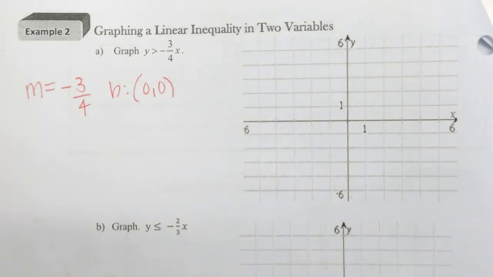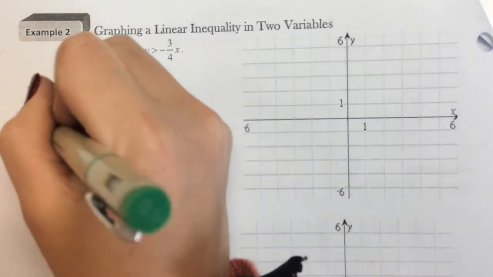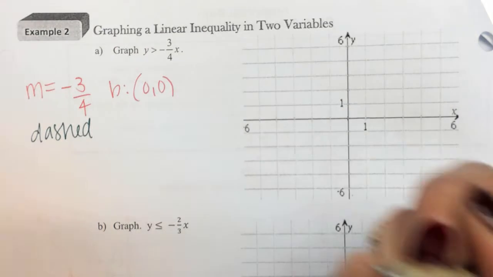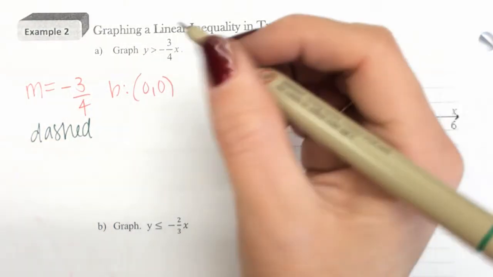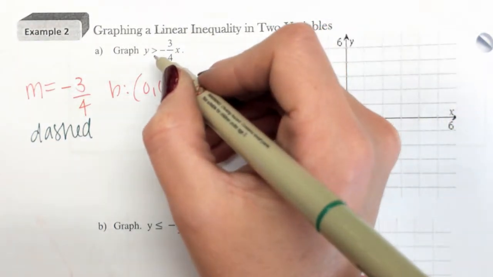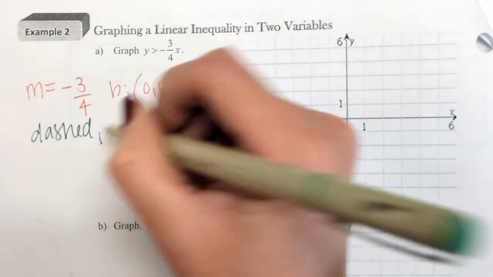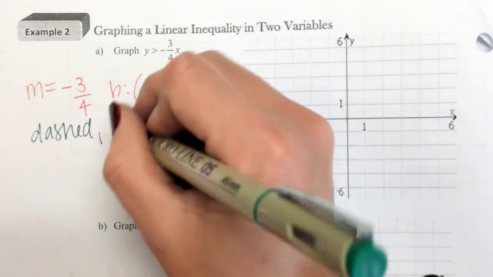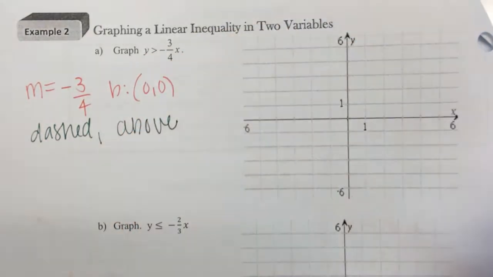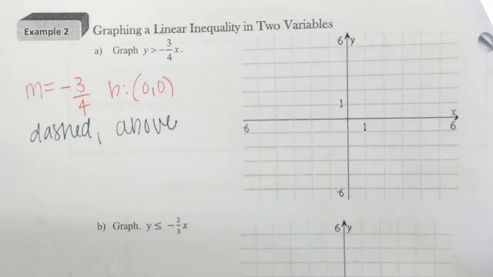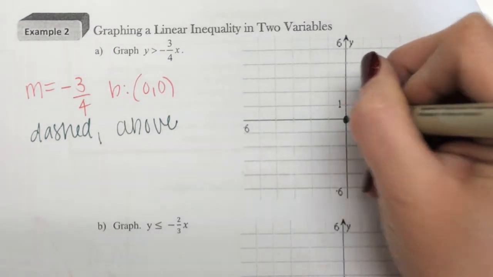The slope is always beside x. Is it dashed or solid? Dash. And tell me how you know. I know it's dash, because there's no line. Good. And above or below? Above. Because the inequality sign says what? It's greater. Good.